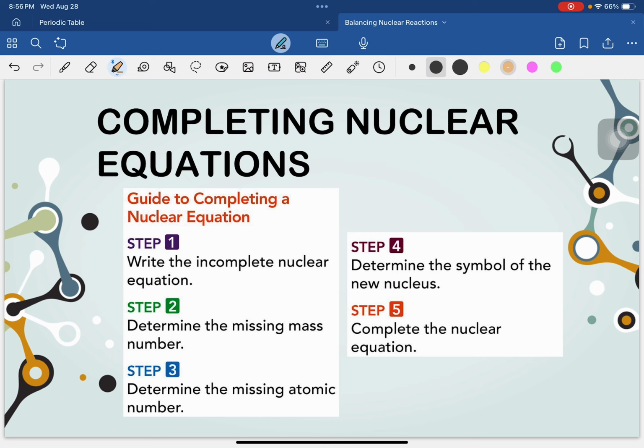Okay, and if you just want it in a more organized way on how to present it, first step, of course, is to write the incomplete nuclear reaction or nuclear equation. The second step is to determine the missing mass number. And then step number 3 will be to determine the missing atomic number. And then, of course, determine the symbol of the new nucleus, or you go to your periodic table and check which has that specific atomic number. And that will be the one with the new nucleus, if we might say. And finally, complete the nuclear equation. Quite simple.